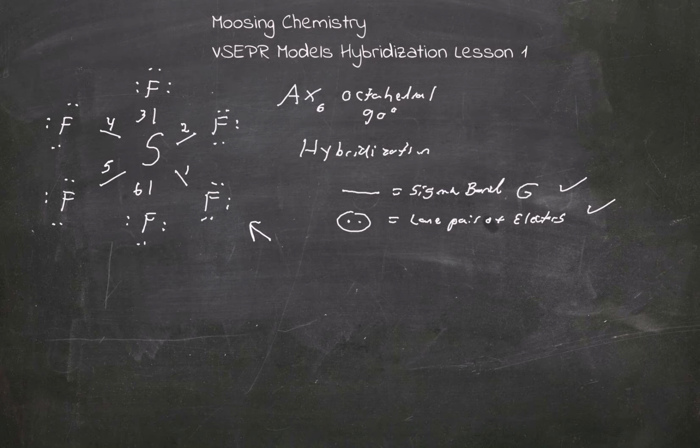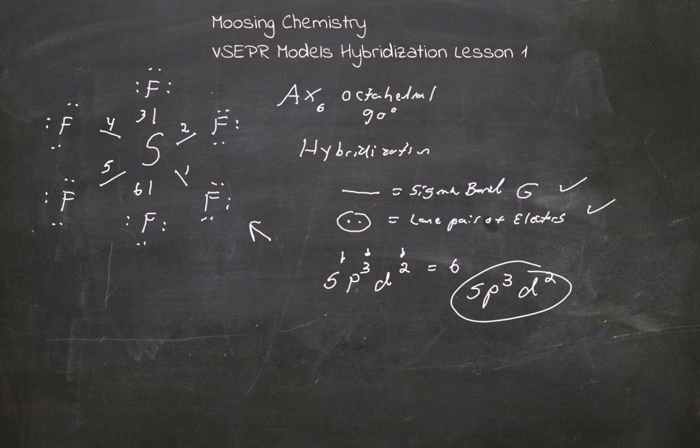So what does that really mean? What that means is this. We take 1 for S, 3 for P, 2 for D. If you add 1, 3, and 2, this all equals 6. So you know that sp3d2 is the best possible structure for the hybridized orbital because you have 6 sticks going around S. All right, so that's the hybridized orbital for S. So let's look at another one. Let's look at the F.